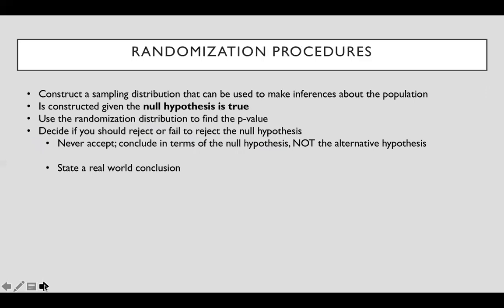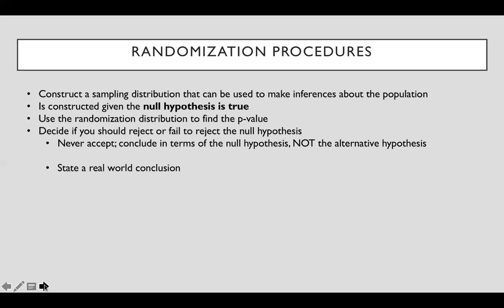Okay, so randomization procedures. When you construct a sampling distribution, you use that to make inferences about the population as a whole. You construct these distributions given that the null hypothesis is true. What that means is, given that the null hypothesis is true, we state that there is no difference in the population. You can use your randomization distribution to find the p-value.